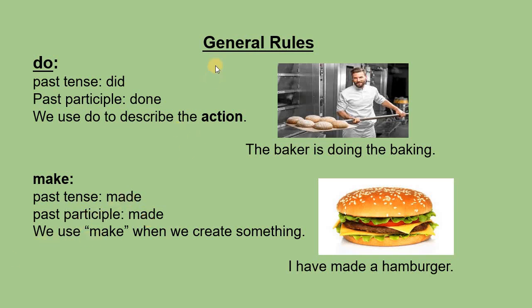Here, guys. The general rule for make is that we use make when we create something or when we construct or produce something. So for example, I have made a hamburger. Meaning to say, guys, that I have created a hamburger. So we use the word made. You do not say I have done a hamburger.